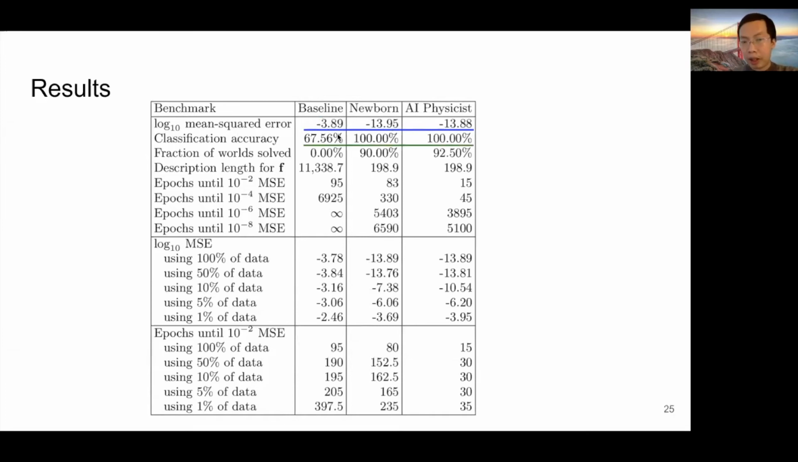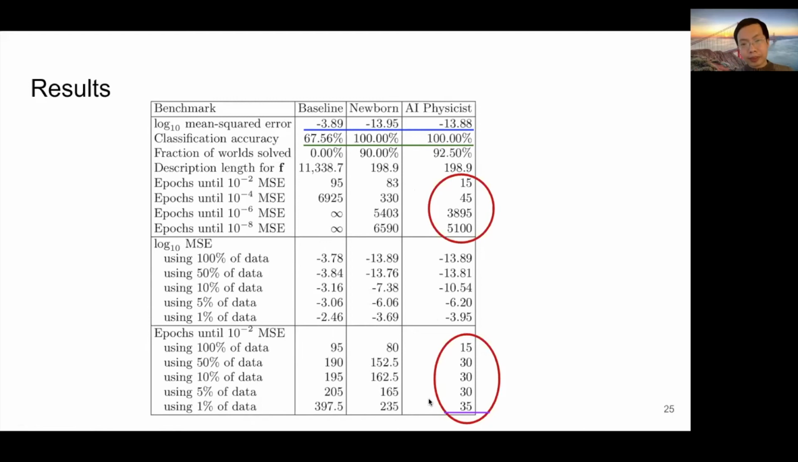We also discover the different domains with perfect accuracy without knowing the domain label. And it also reaches the epoch much more quickly than the other comparisons. And also with only 1% of the data, it can reach some level of loss very quickly.